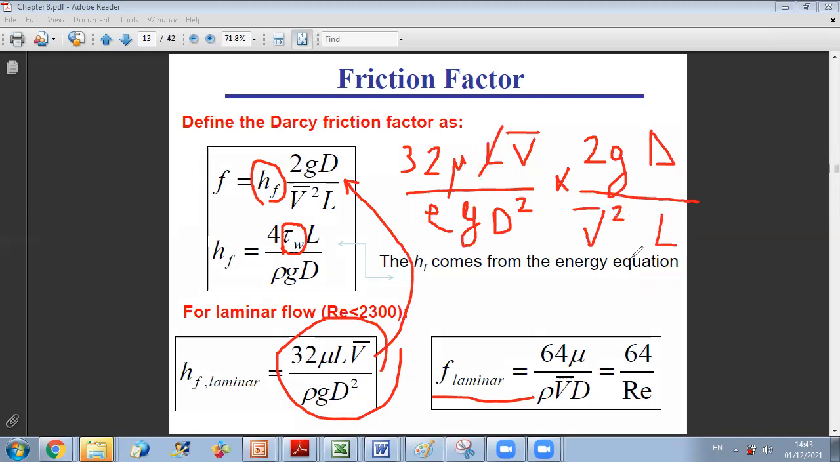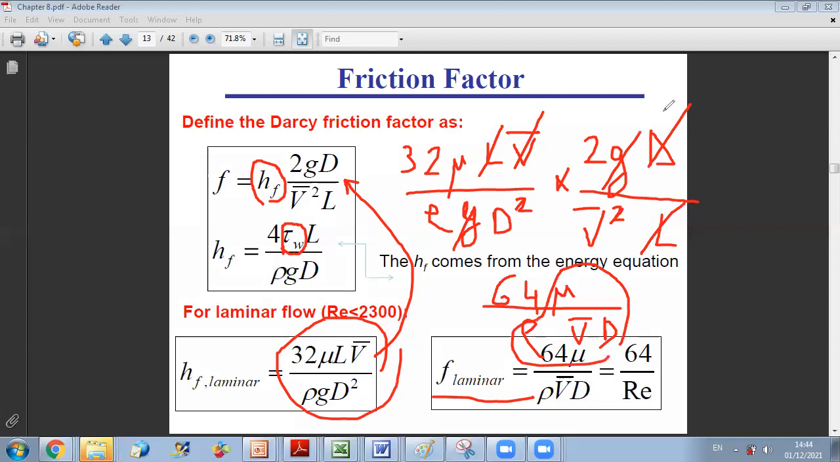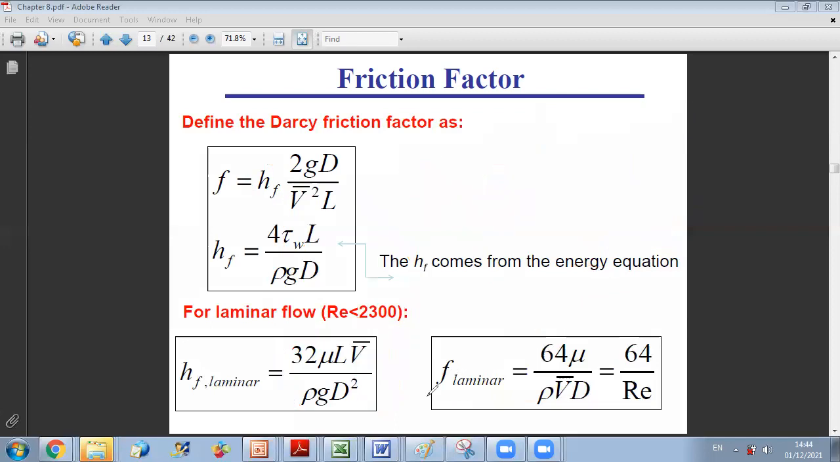So you can simplify. You have g, g, D, D. You have 64 mu, and V bar and V bar here. So 64 mu over rho V bar D. And as you can see, this is the inverse of the Reynolds number. So in case of laminar flow in a duct, you can say that the friction factor can be computed by doing 64 over Reynolds number, which is a very simple result, okay?